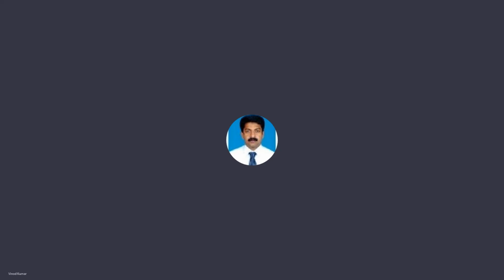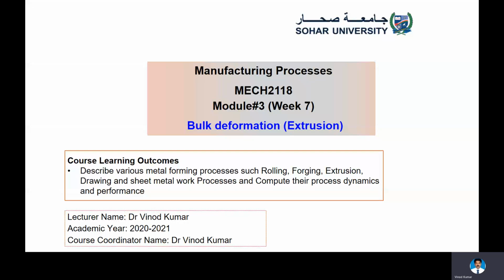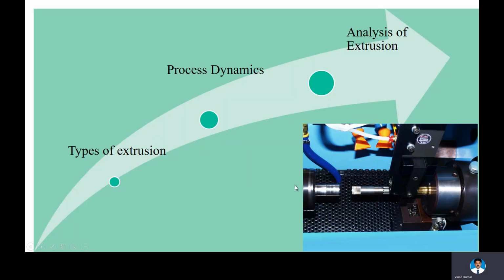Manufacturing process. Today we are going to discuss bulk deformation. It's another common manufacturing process employed to produce pipes, steel rods, etc. So the course learning outcome is to describe various metal forming processes such as rolling, forging, and extrusion. And today in this chapter we are going to discuss extrusion and compute their process dynamics and performance.